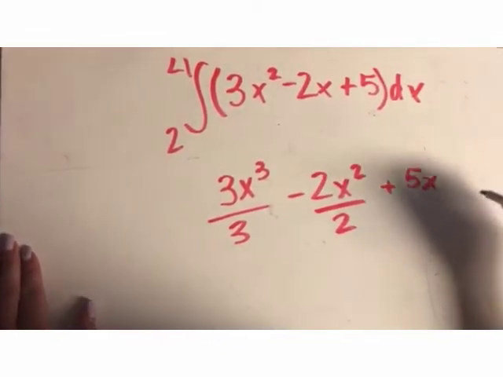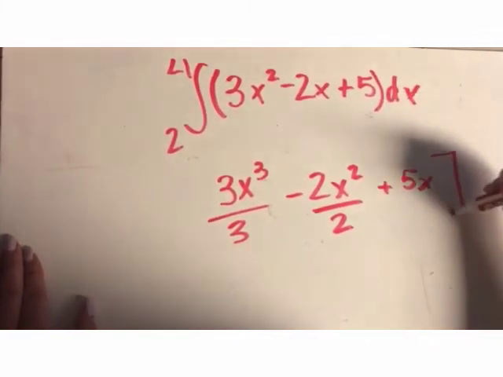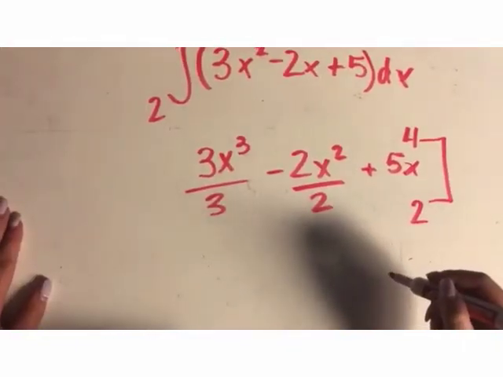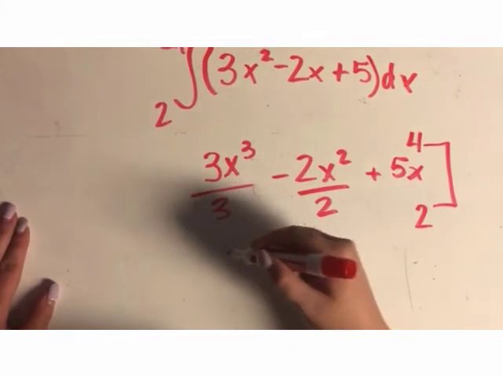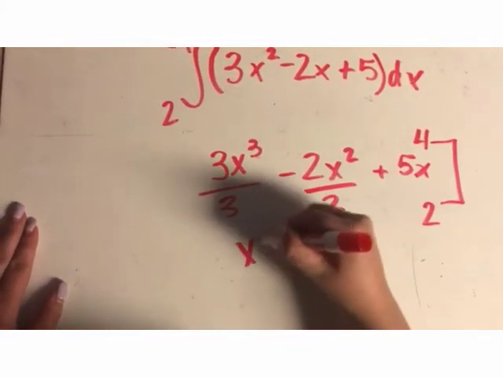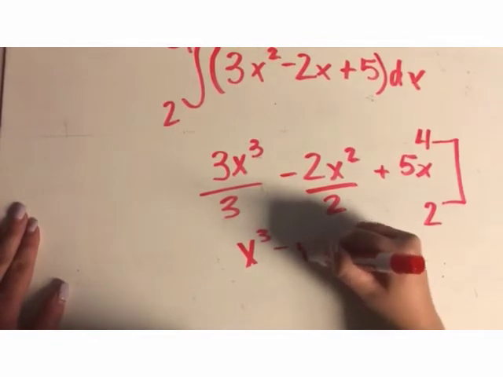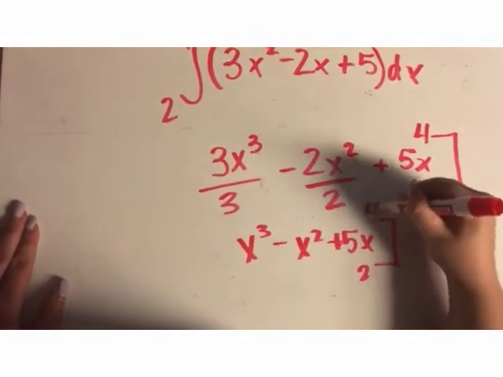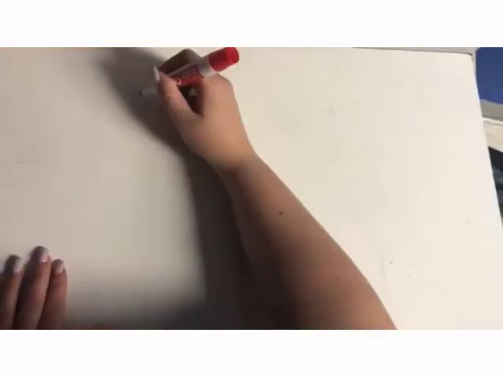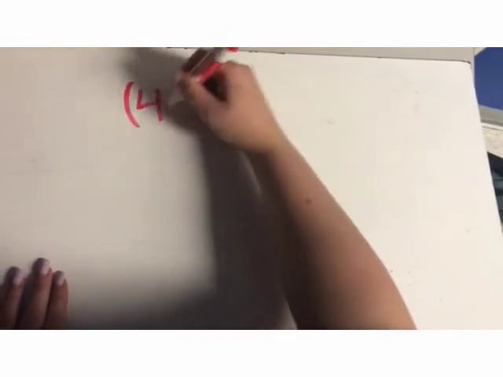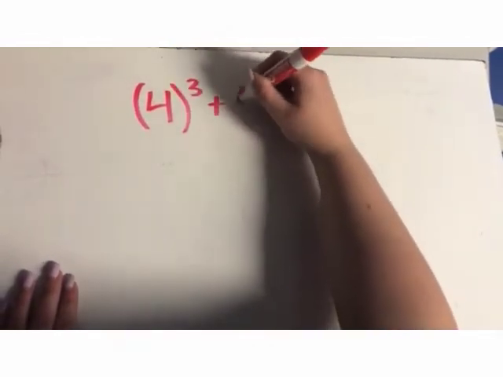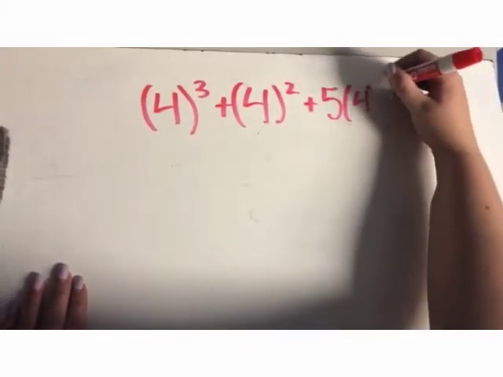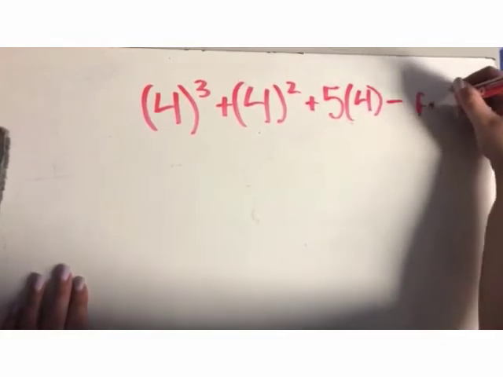We will now solve for the definite integral by plugging in a and b from 2 to 4. We will now plug b into this function to find f of b after we simplify, to get x to the third minus x squared plus 5x from 2 to 4. So first we'll plug in b. When we plug in b, we get 4 to the third power plus 4 to the second power plus 5 times 4, minus f of a.